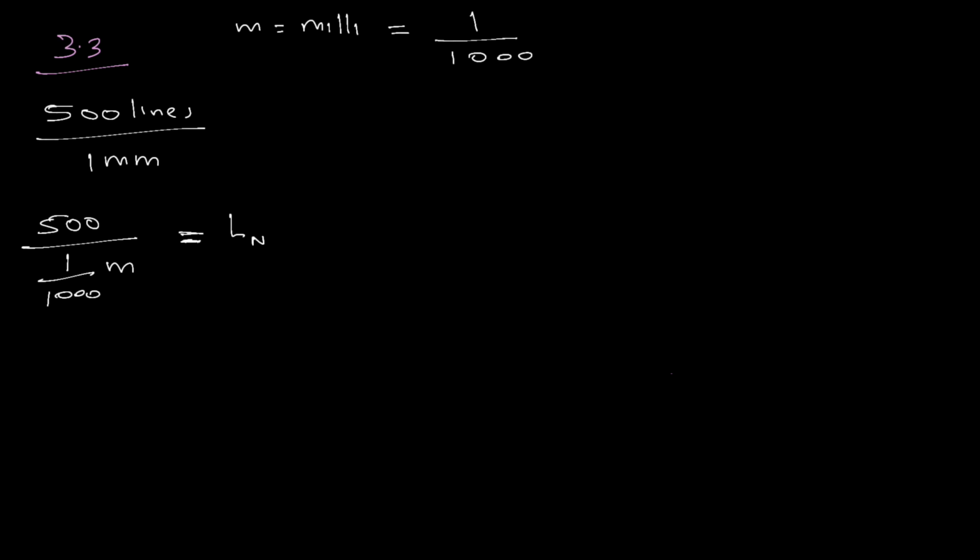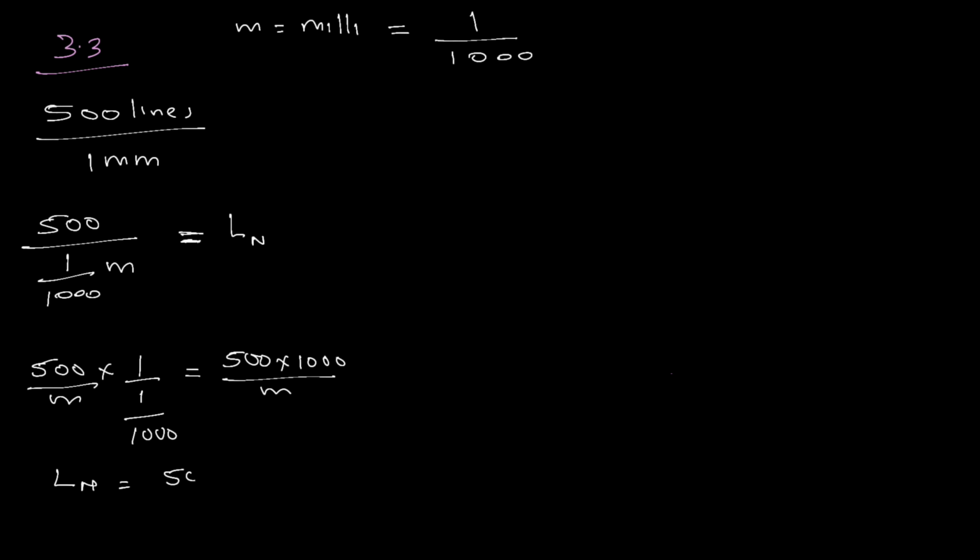And so now what we can do is, if I write this as 500 times 1 over 1 over 1,000, don't forget this is still 500 over m, that's the meters, and that should be equal to 500 times 1,000 over meters. So that L, number of lines, is basically 500,000 per meter, so per 1 meter.